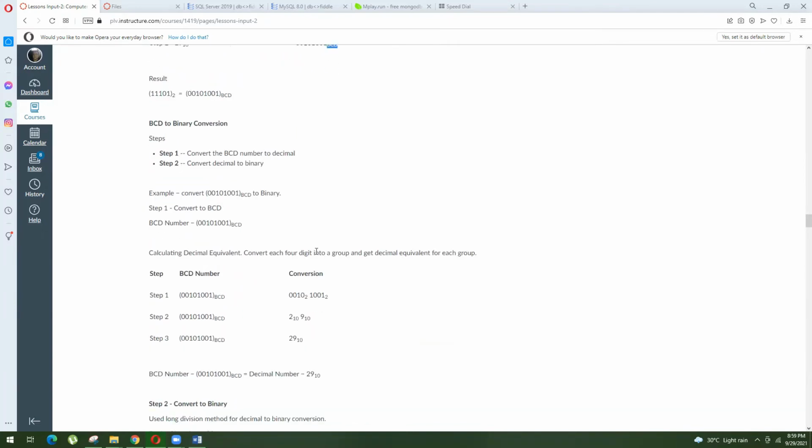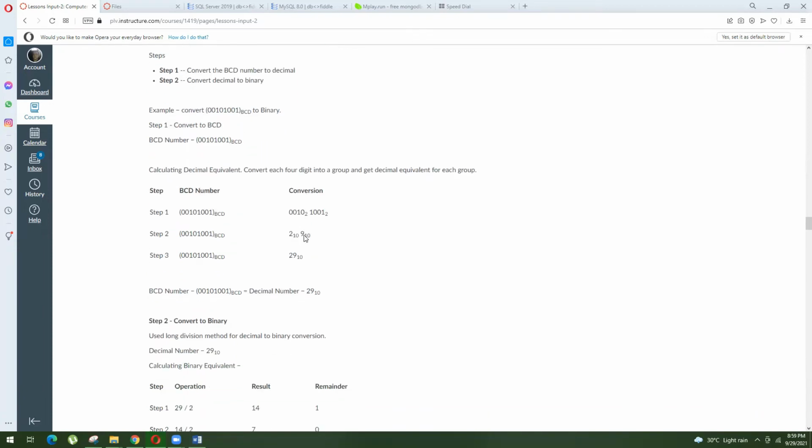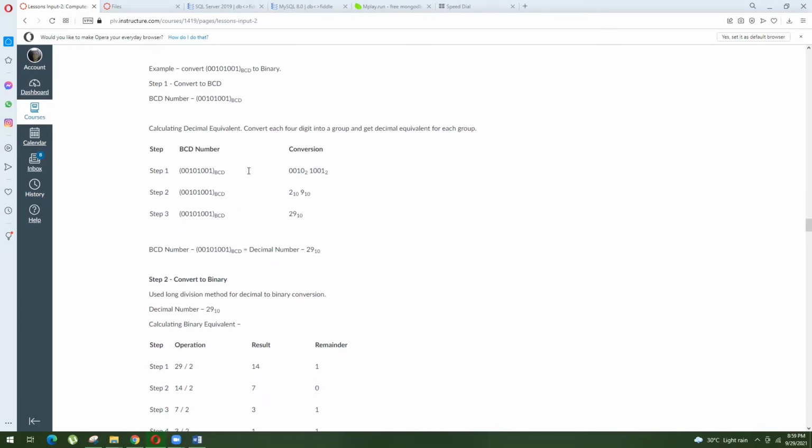Next, BCD to binary conversion. You convert the BCD number to decimal, and then after that, convert the decimal to binary. For example, convert this BCD to binary. So first, split it into groups of 4 digits and get the decimal equivalent for each group. 1, 2, 3, 4, first group. Second group, 1, 2, 3, 4.